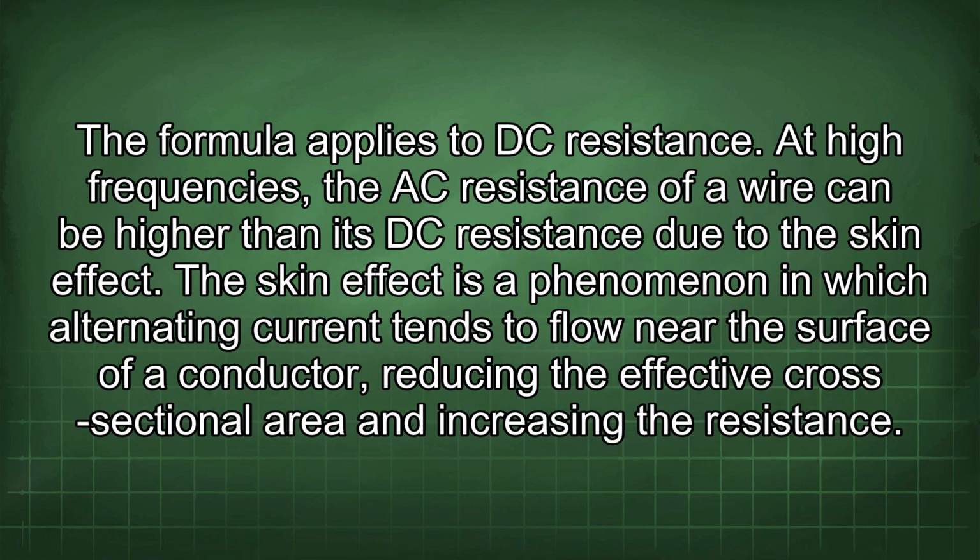The formula applies to DC resistance. At high frequencies, the AC resistance of a wire can be higher than its DC resistance due to the skin effect. The skin effect is a phenomenon in which alternating current tends to flow near the surface of a conductor, reducing the effective cross-sectional area and increasing the resistance.